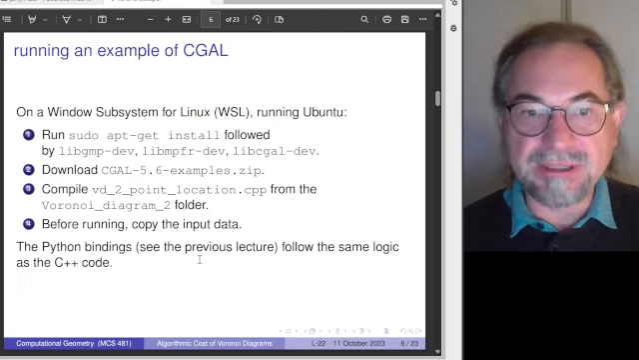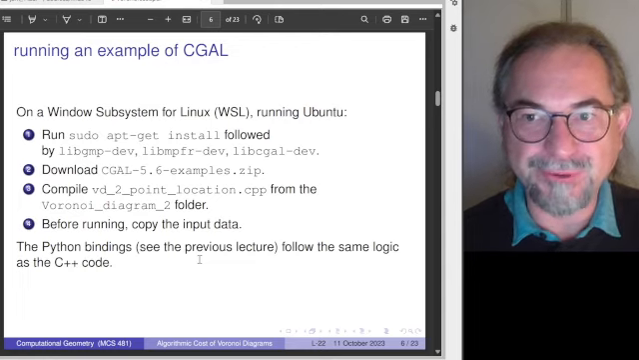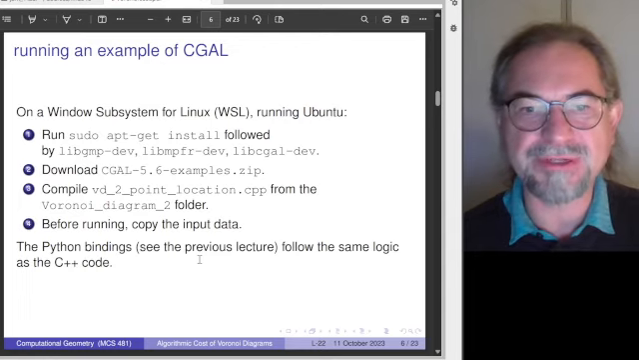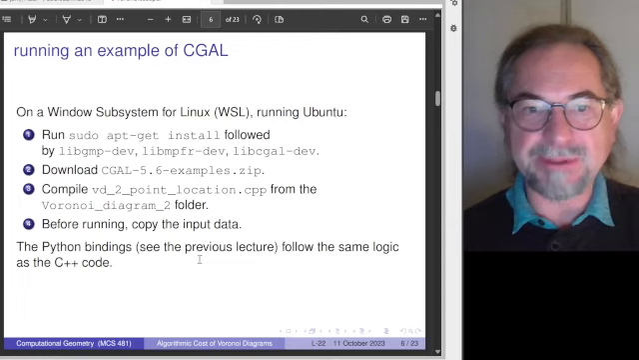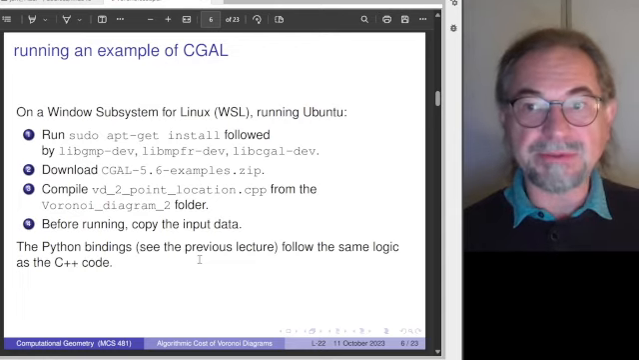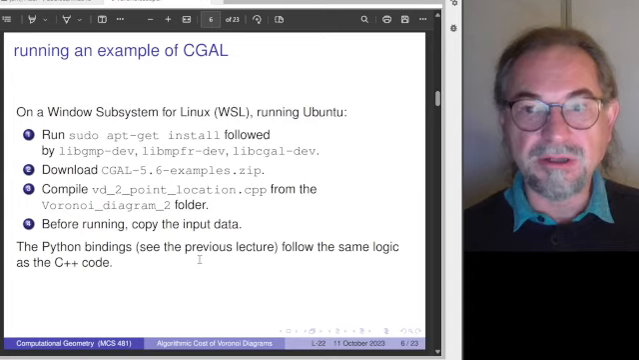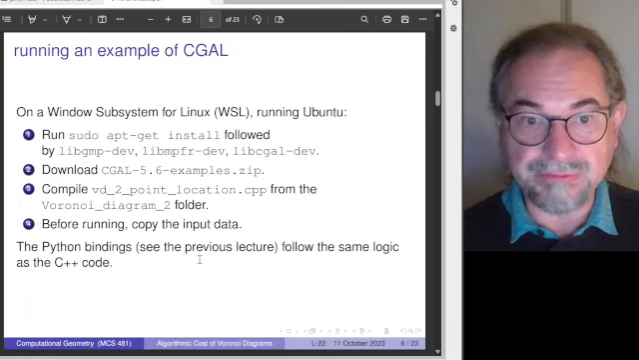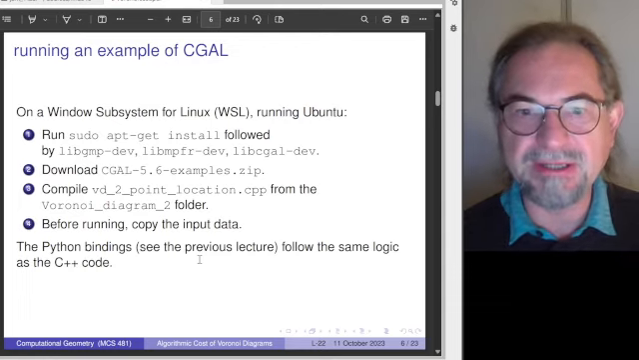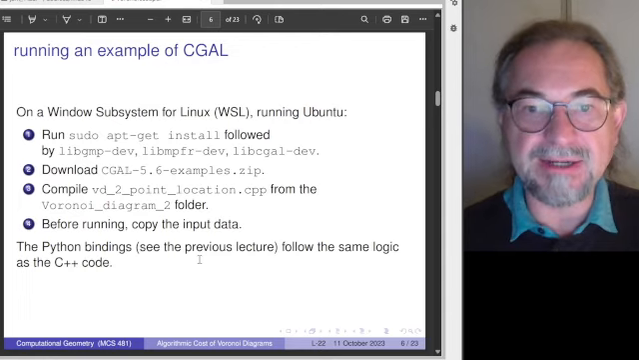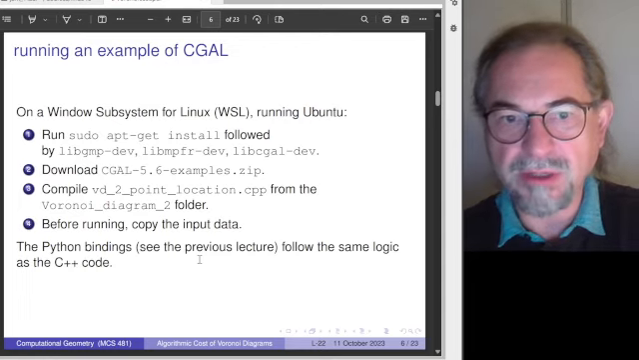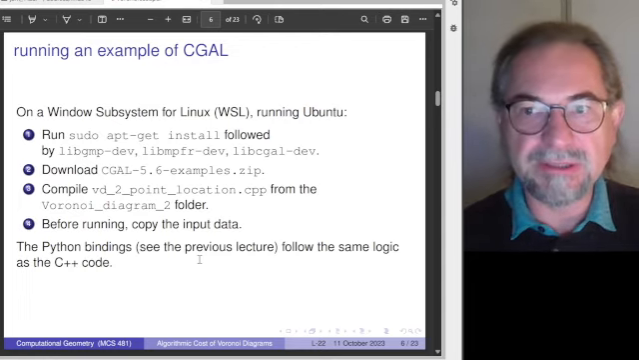We are working with CGAL 5.4, which is also the version that is available in Ubuntu. It doesn't really matter for this course. The examples are separate, so there are plenty of examples. CGAL is extremely well documented. You can compile it, and I will immediately show how to do this. You also have to copy the input data. I should say that what I have done is I've made a separate folder. You could also do everything in this examples folder. That's perfectly fine as well.